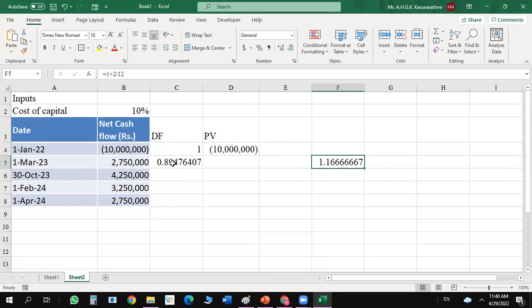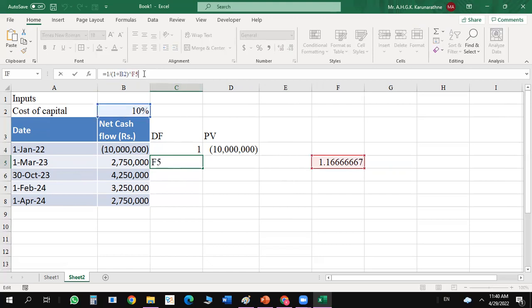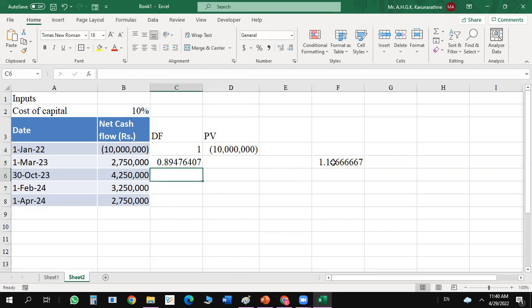So how do we compute the discounting factor? 1 divided by 1 plus r to the power n. For n we refer to this n here. That n is more than a year. If n is 1, it is 1 year; 1.66 something means more than 1 year. So this is our discount factor, right? So we can decrease our decimals to this.